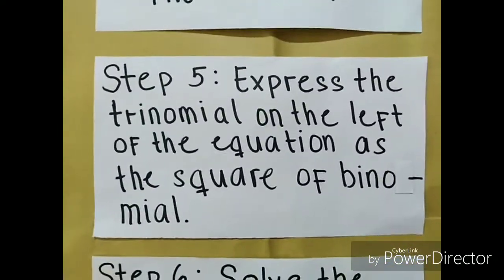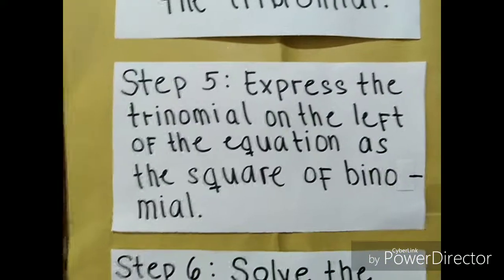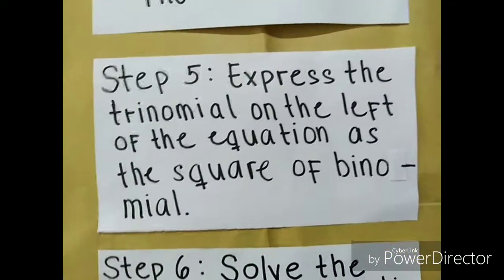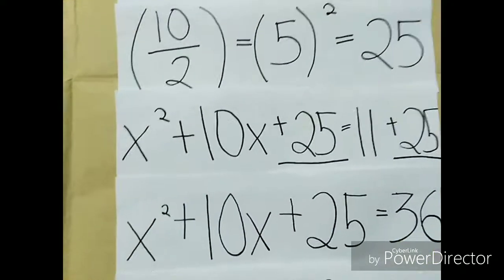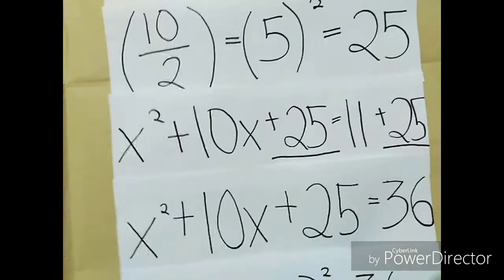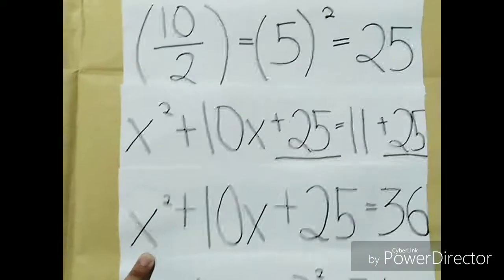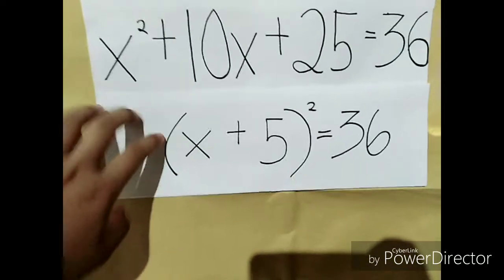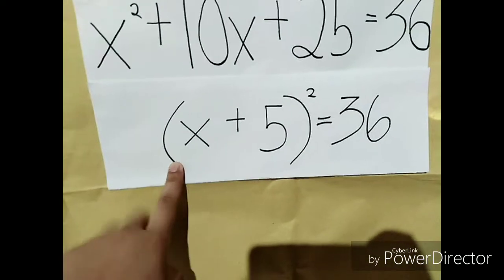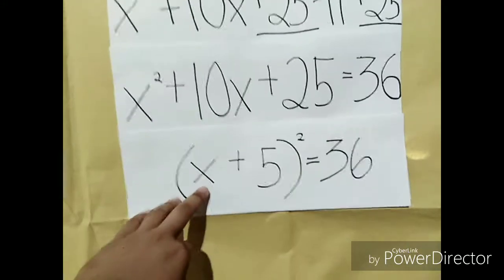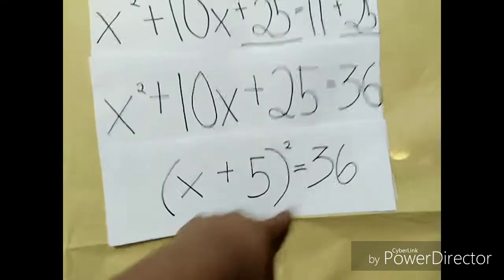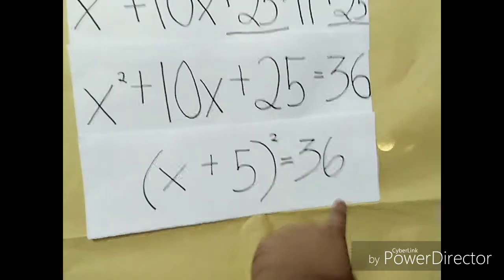Let's proceed to step 5. Express the trinomial on the left of the equation as the square of a binomial. So it will become open parenthesis x plus 5 close parenthesis squared equals 36.